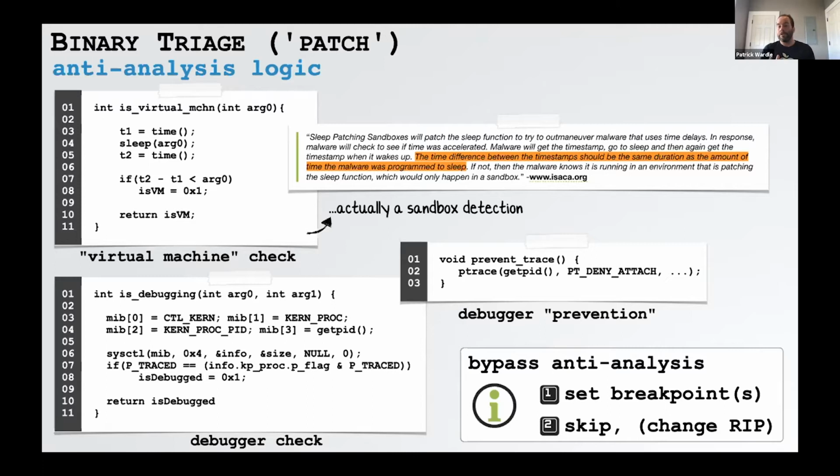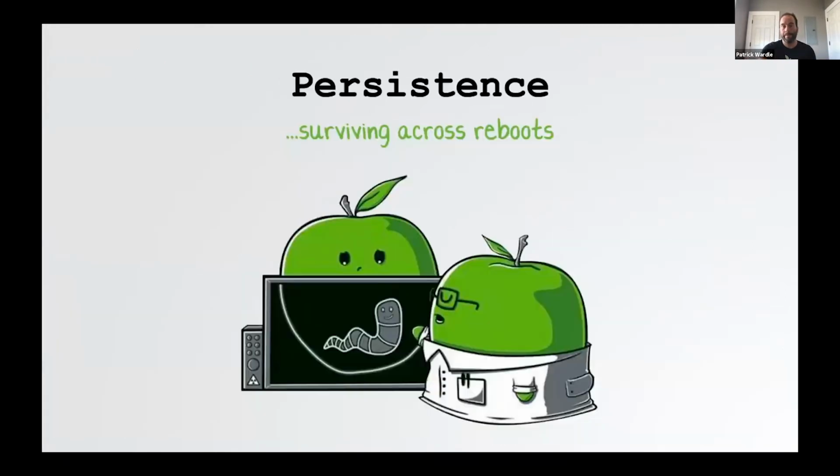There's also other functions, such as one called isDebugging, another one called preventTrace, which seek to prevent the successful debugging of the malware. Right? The malware author has rightfully assumed that if someone is debugging their malware, it's probably a malware analyst like myself trying to uncover the internals of the malware. Luckily, all these anti-analysis logic checks are pretty simple to bypass. We can just set a breakpoint on the function and then skip over them in a debugger.